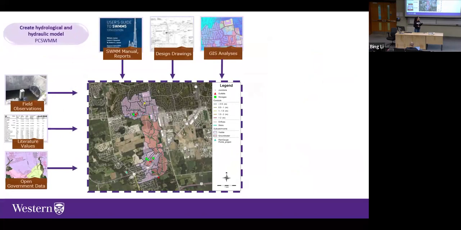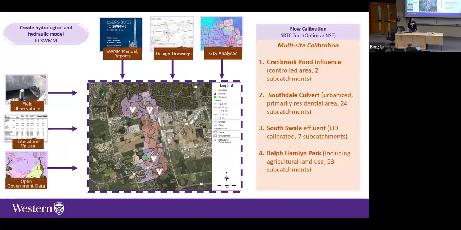When I created the hydrological and hydraulic model, I had to use a lot of different types of data. This included GIS analysis, design drawings, and literature values. I used field observations as well, and open government data, for example for the storm sewers. I have my SWMM model with 53 subcatchments. I also conducted a multi-site calibration instead of just calibrating using the watershed outlet, because we had the field data for that. You can see there are multiple different sites that represent the outlets of different land use areas, and some that represent the outlets of LIDs.